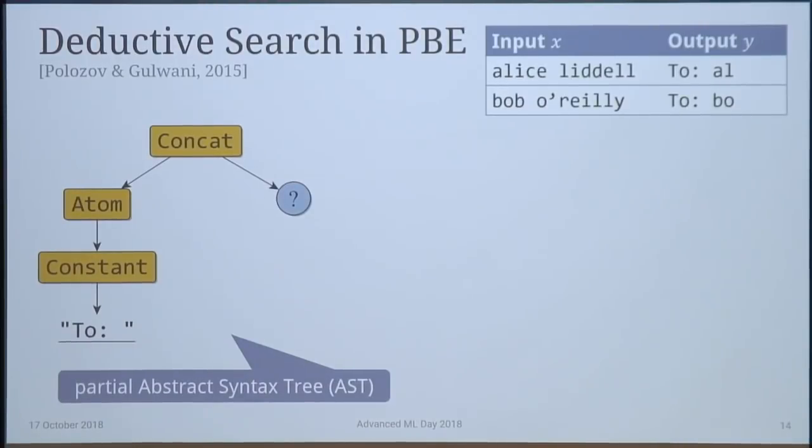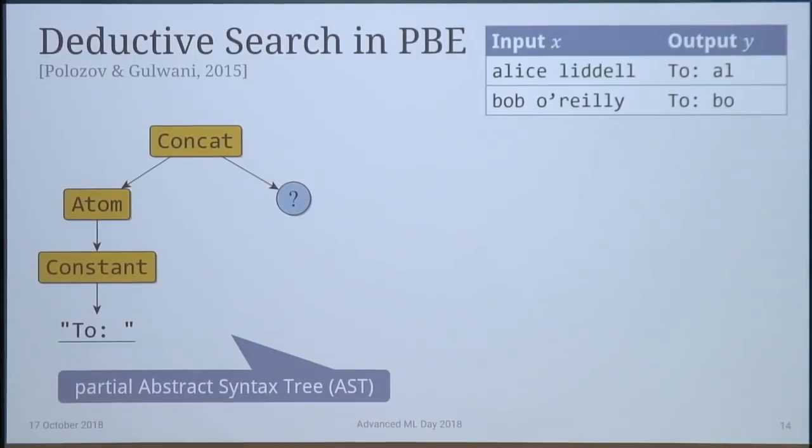So at every point of time, we have a partial program. For instance, suppose in this moment during the search, we've already somehow decided that, OK, the left part of the program must be a constant "2 colon space". But we don't know what the right part should be yet. So we start with a hole. This is always some hole in our partial program.